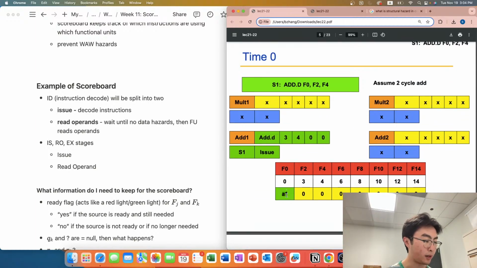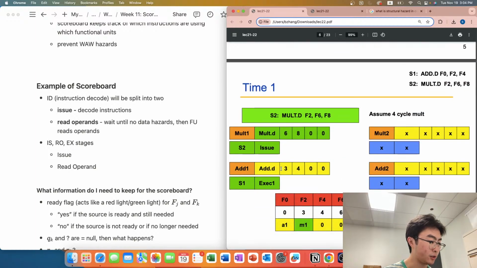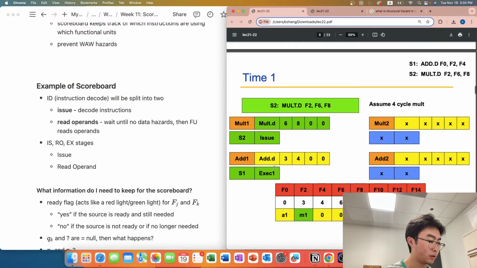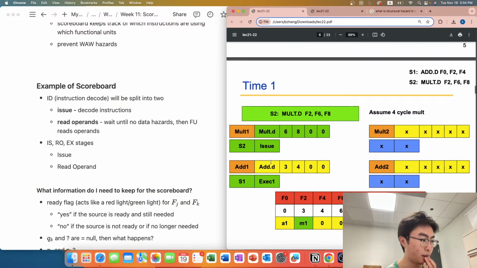And I guess we'll make a note here in the register section that this value of F0 will be the output of whatever add1 is. So issue, execute 1. So it's issue, read operand, execute, write back, I think.